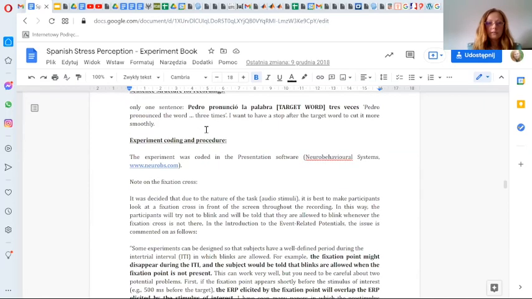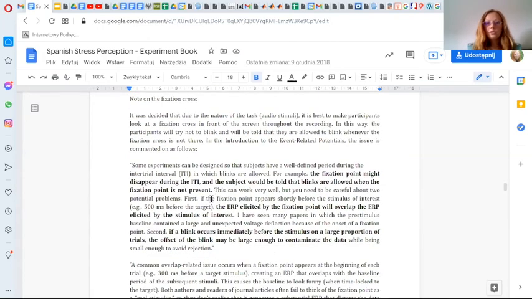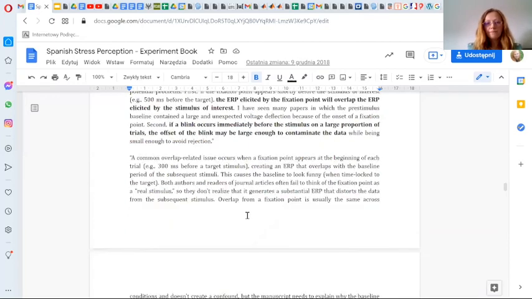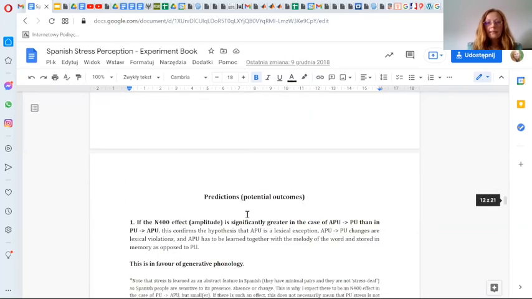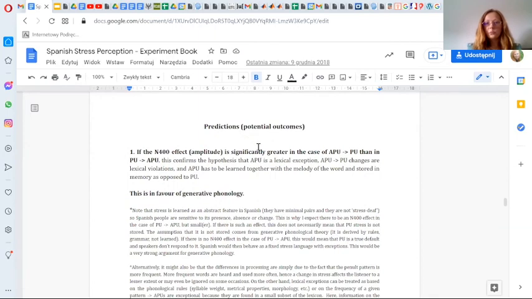And then, yes, experiment coding and procedure, which system you use, how you do that. You can put it all here. And a very important part, I think, is the part of predictions, so potential outcomes.